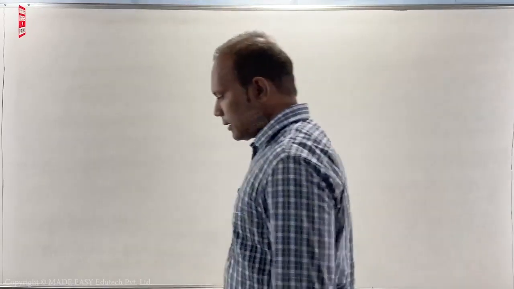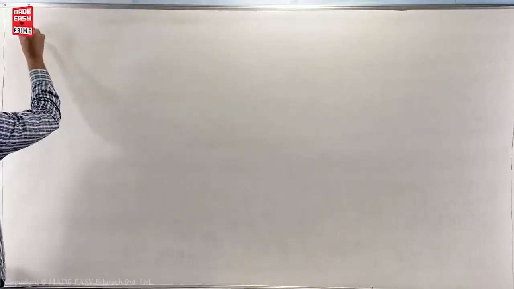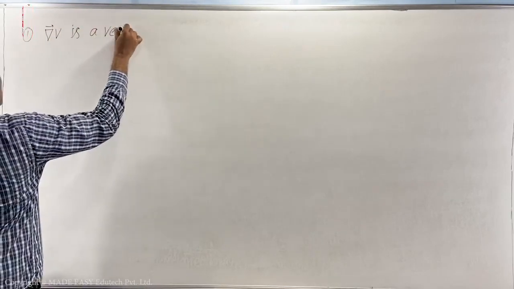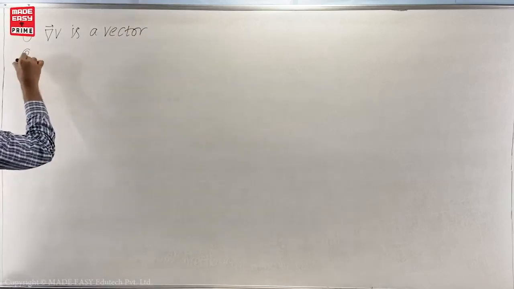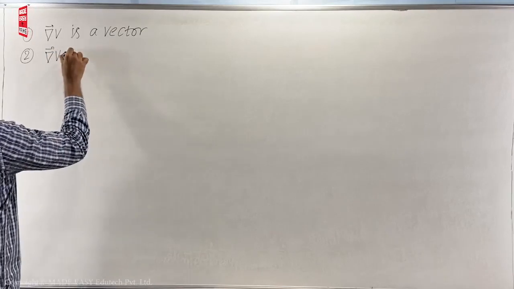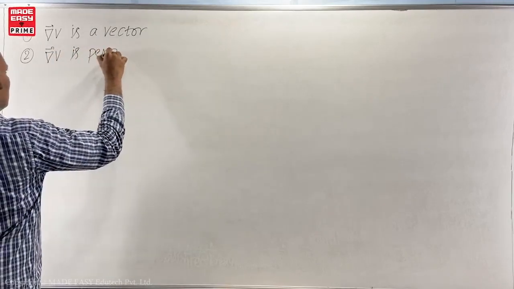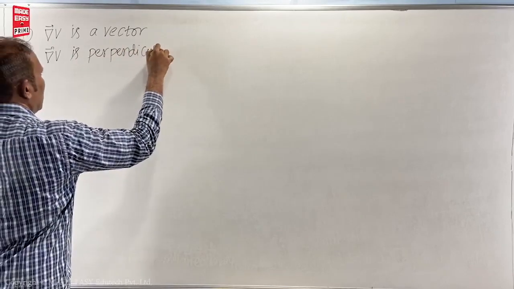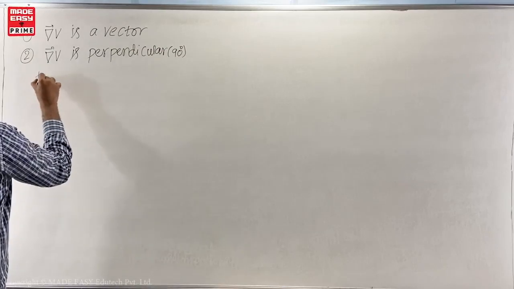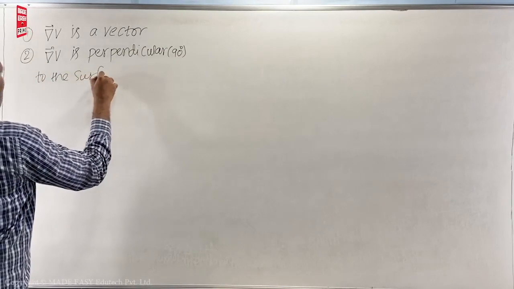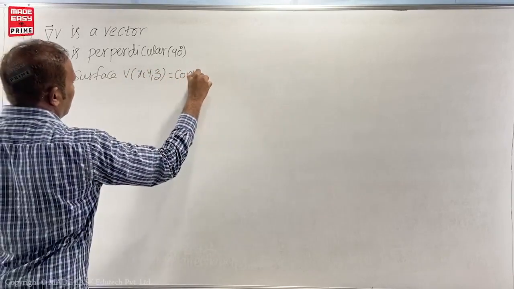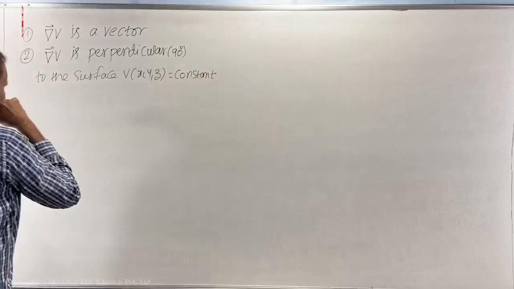So students, now let us discuss a few points. First point is grad v is a vector. Second point is grad v is perpendicular. Perpendicular means 90 degrees, normal, perpendicular to the surface v(x,y,z) equal to constant.